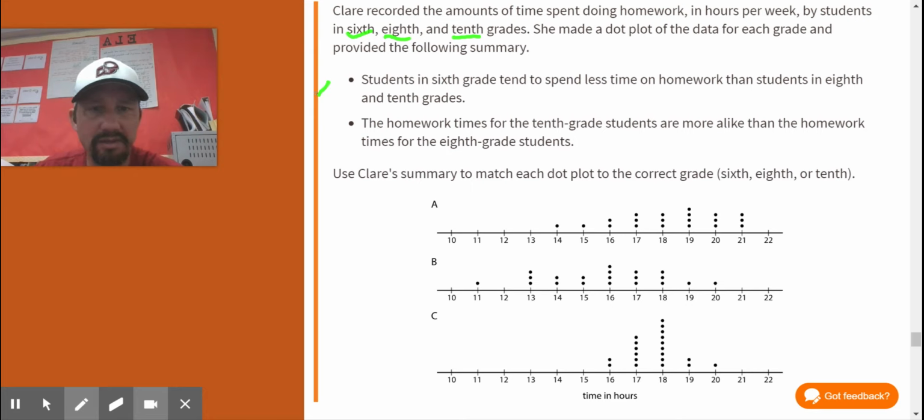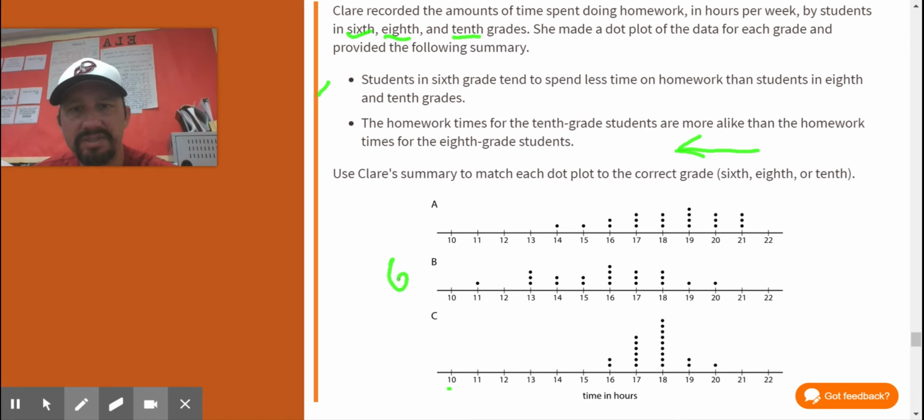So if we look at these 3 dot plots, they all have the same range and intervals. It starts at 10, ends at 22. They all go by 1. And I want to see 6th grade tends to spend less time on homework than students in 8th and 10th, which means I want to see the data towards the left-hand side, one that's further to the left. Well, there's 11, 13, 14, and then there's the first 14. There's not even one here, and so you have all this data. So B would be your 6th graders, because for the most part, more of the data is to the left than it is on anything else.